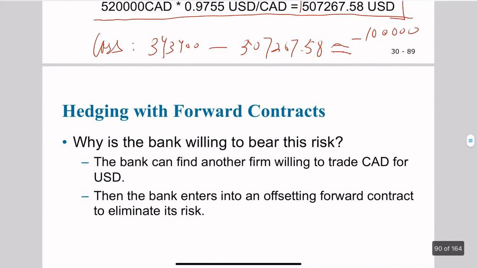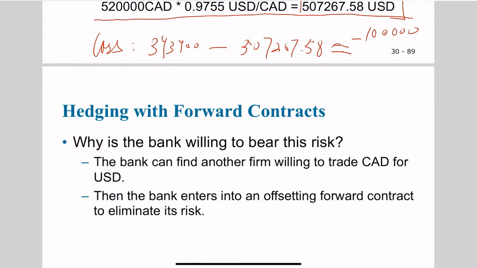Now the question is, why would a bank want to do this? What's the incentive for the bank to bear this huge currency risk, right? Well, the reason is that the bank is not only trading with Whole Foods, it is also trading with other firms. In the end, the bank will serve as a middleman. So the bank will find another firm which is willing to trade Canadian dollars for US dollars. That is, the bank will enter into an offsetting forward contract. And because these two forward contracts are offsetting, the bank can completely eliminate the currency risk.